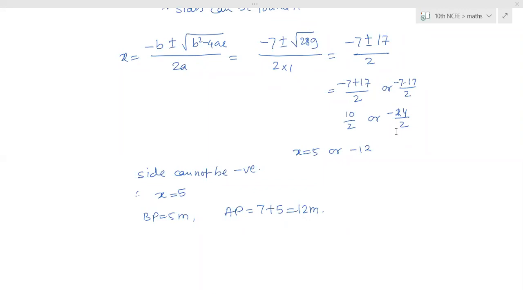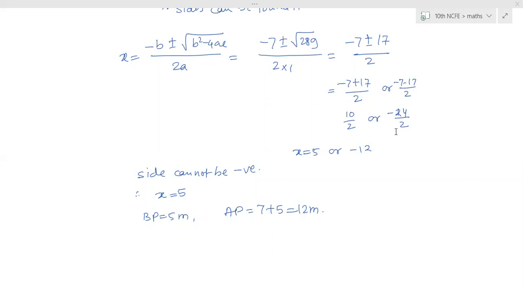Ninth, 10th, and 11th you can do. There is nothing to this one. 12th one, we are starting right now. This 12th exercise, first question.